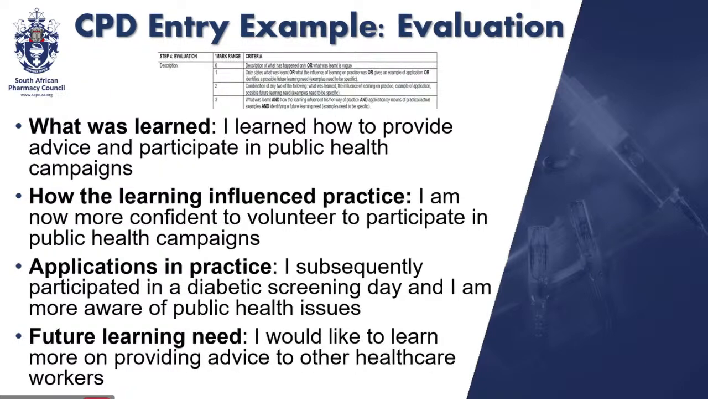And then the evaluation, again, you can see the criteria there at the top. So what was learned? Remember, if you want to score a 3, you must say what was learned and how it has influenced your way of practice, and you have to show and provide an application by means of an example, and you have to identify a future learning need.